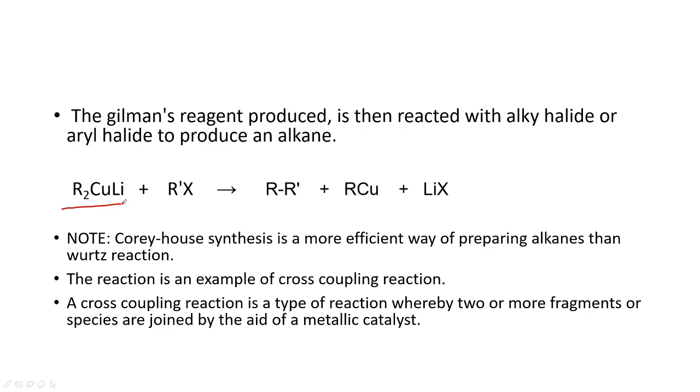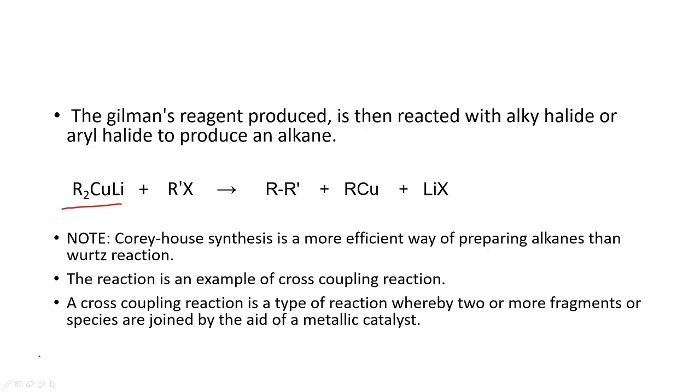Now we need to note something about Corey-House synthesis. Corey-House synthesis is a more efficient way of preparing alkanes than Wurtz reaction. Just note that. And the reaction is an example of a cross-coupling reaction. Now, a cross-coupling reaction is a type of reaction whereby 2 or more fragments or species are joined by the aid of a metallic catalyst. Now we can see from this that the metallic catalysts include the copper and the lithium.